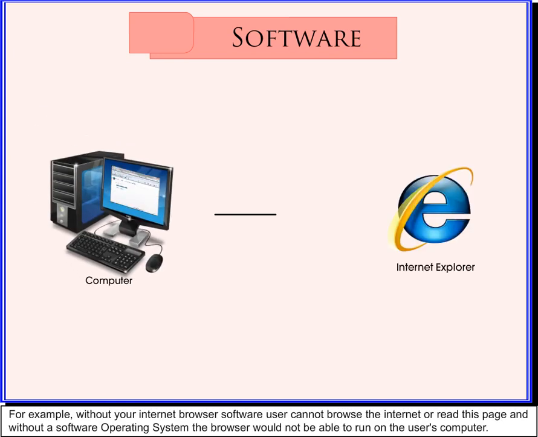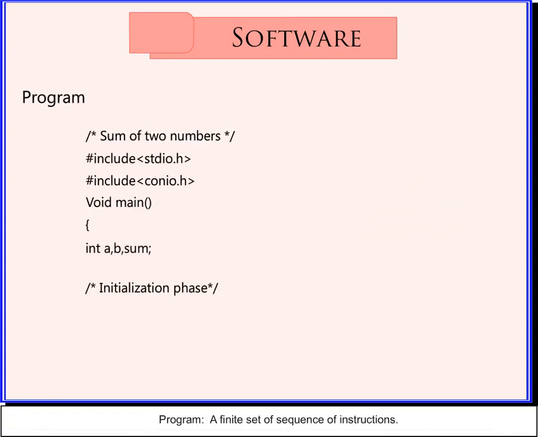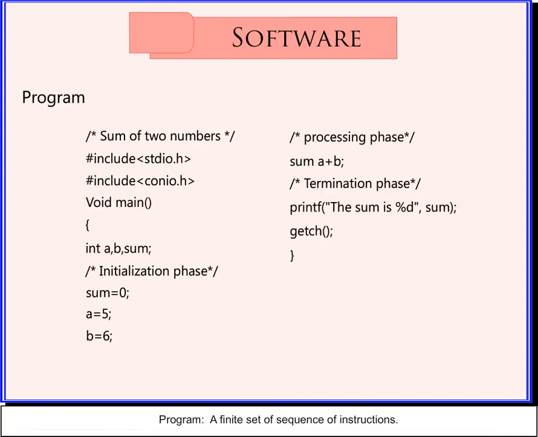For example, without your internet browser software, the user cannot browse the internet or read this page, and without a software operating system, the browser would not be able to run on the user's computer. Program: a finite set of sequence of instructions.